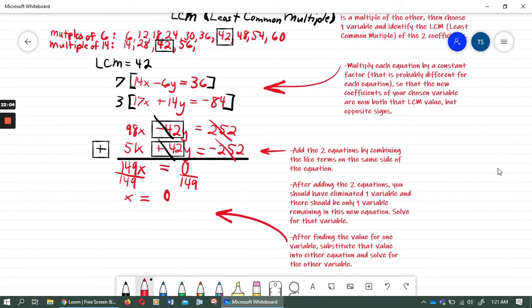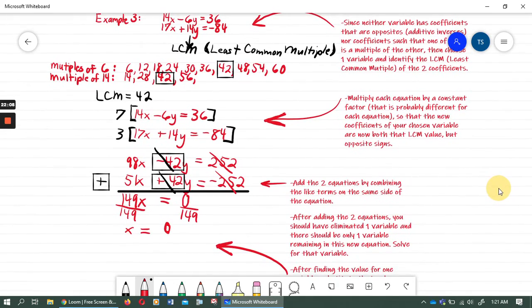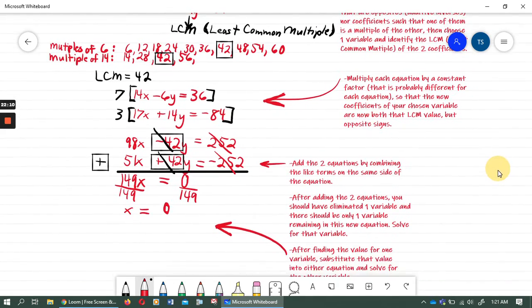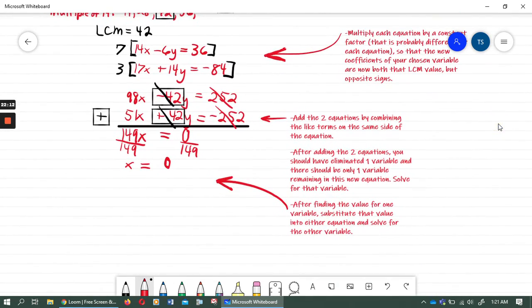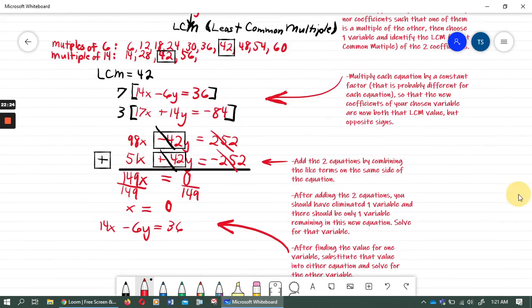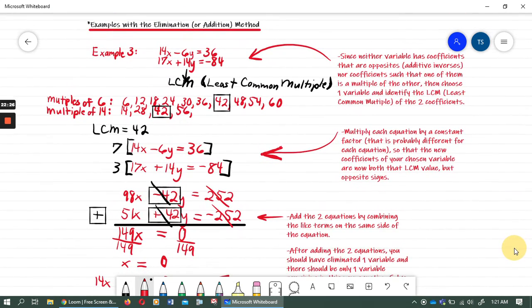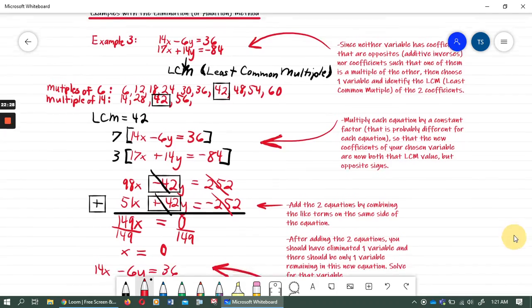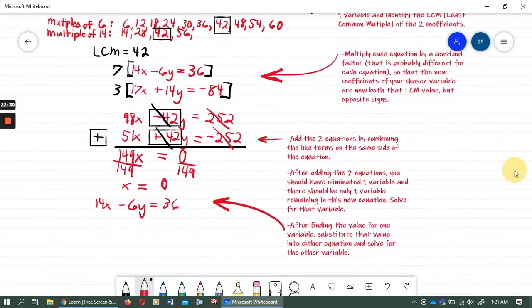Okay. All right, so let's see here. That first equation, 14, negative 6, 36. All right, first equation, 14x minus 6y equals 36. Let's make sure I wrote that the right way. Don't want to have to come back and do that again. Yeah. 14x minus 6y equals 36. All right.